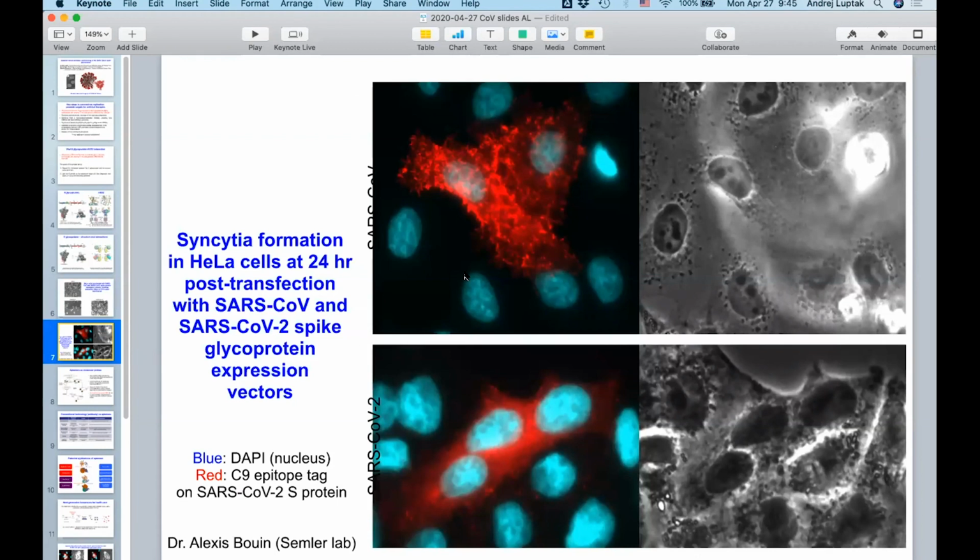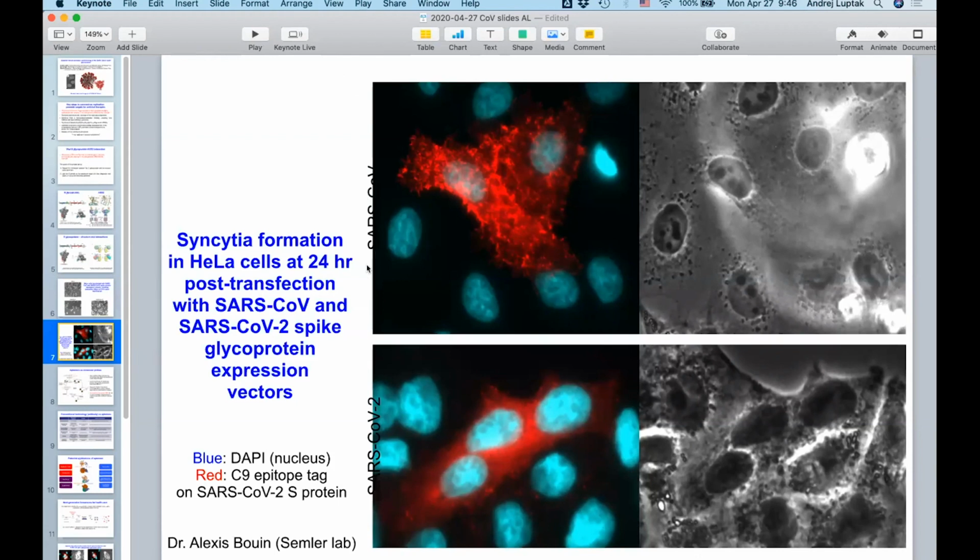You can see oligonucleated cells. And so the basic interpretation of that is that the spike protein is doing what it's doing on a virus. It's trying to merge these two cells. They're just expressing it, right? So this is just from expression vectors.